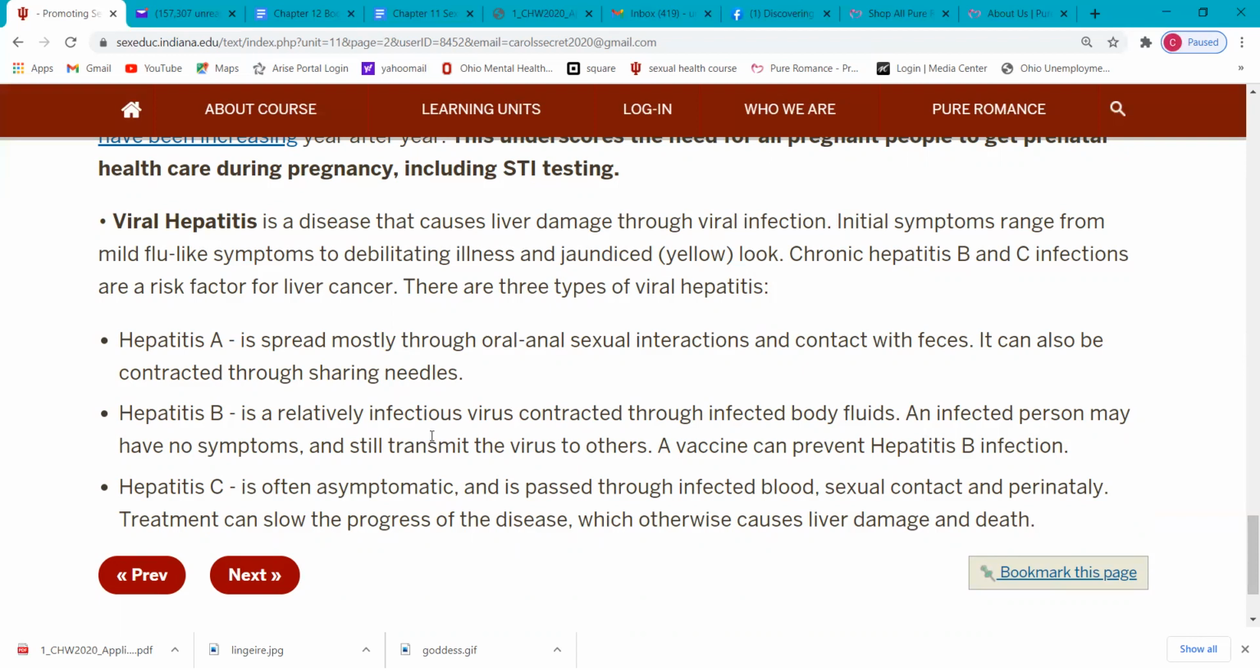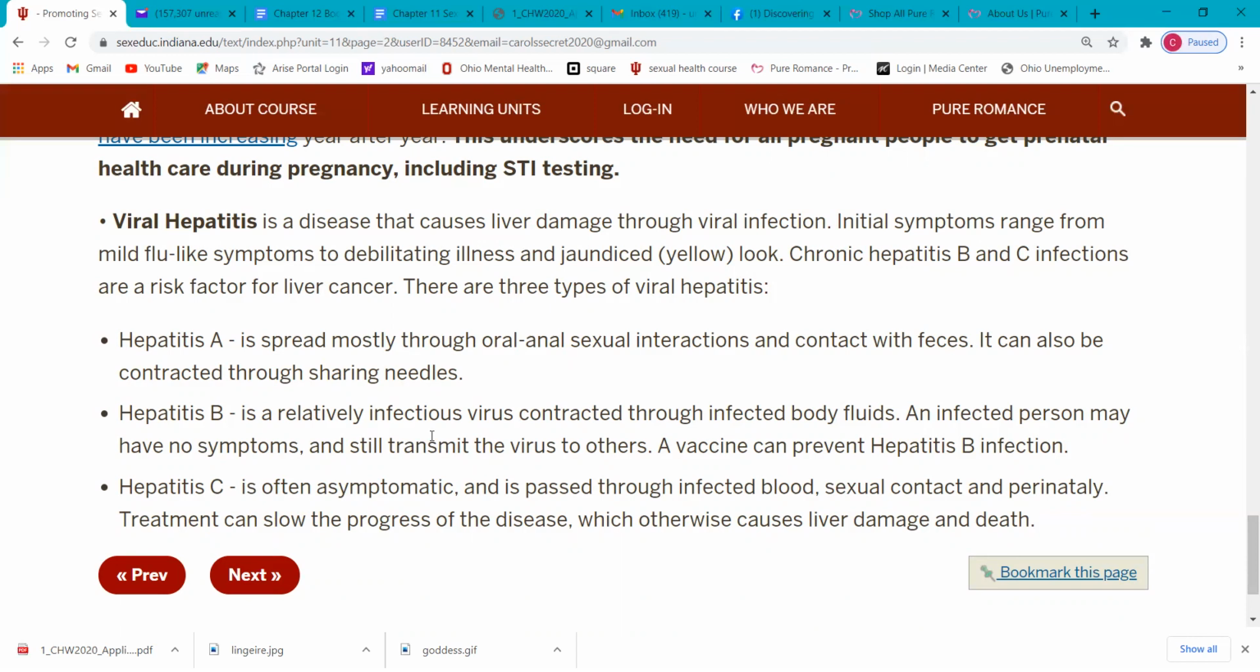Hepatitis A is spread mostly through oral and anal sexual interactions and contact with feces. It can also be contracted through sharing needles. Hepatitis B is a relatively infectious virus contracted through infected body fluids. An infected person may have no symptoms and still transmit the virus to others. A vaccine can prevent hepatitis B infection.